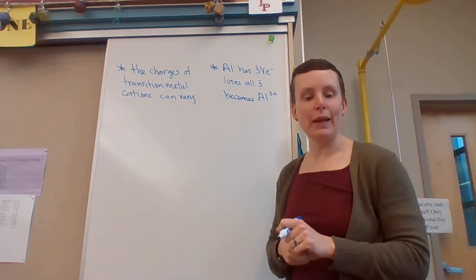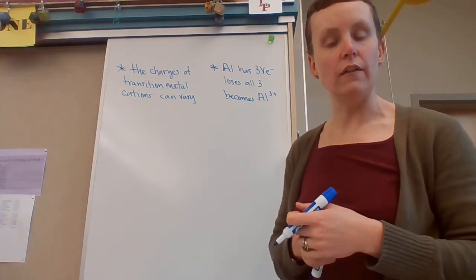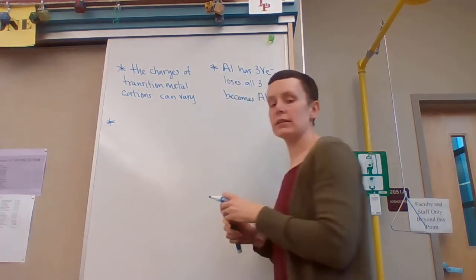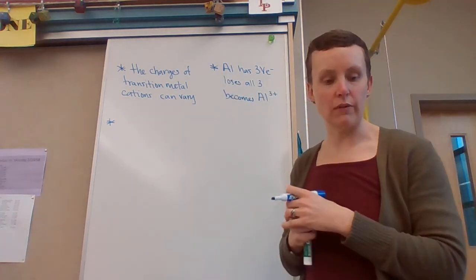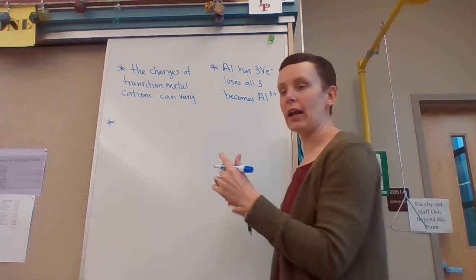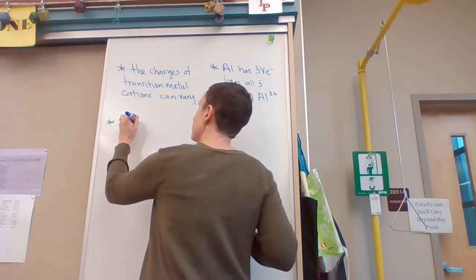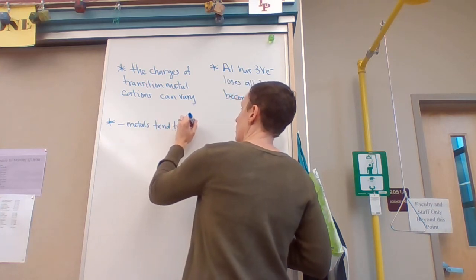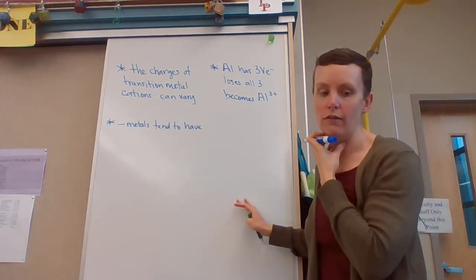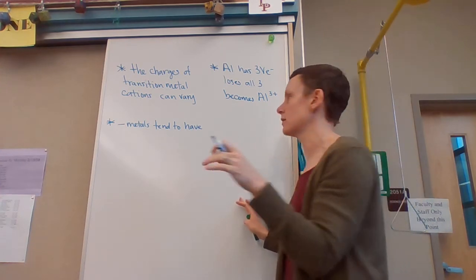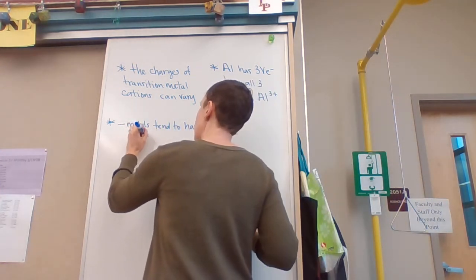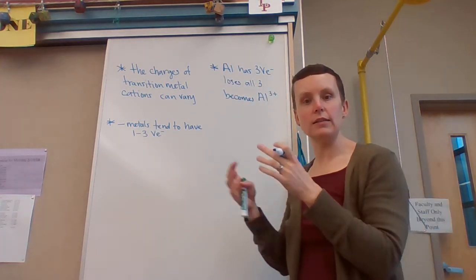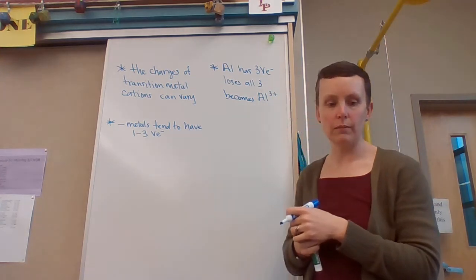On the next page, we're going to look at electron configuration of cations. This is a big section of class notes in comparison to what we've done so far, so we're going to write all this out for cations. First of all, metals tend to have 1 to 3 valence electrons. So they're not even halfway to that stable octet that we're looking for.